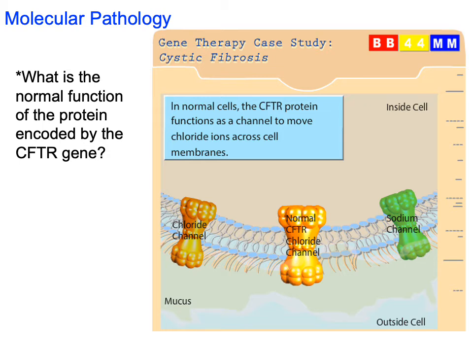When we come back to our case study, it very nicely shows us first the normal function of the protein. In normal cells, the CFTR protein functions as a channel moving chloride ions across the cell membrane. In this view and the next couple of slides, the inside of the cell is shown at the top, and the extracellular area outside is shown at the bottom.